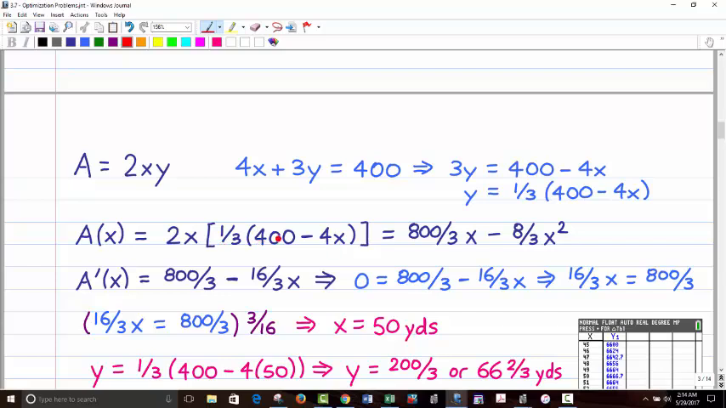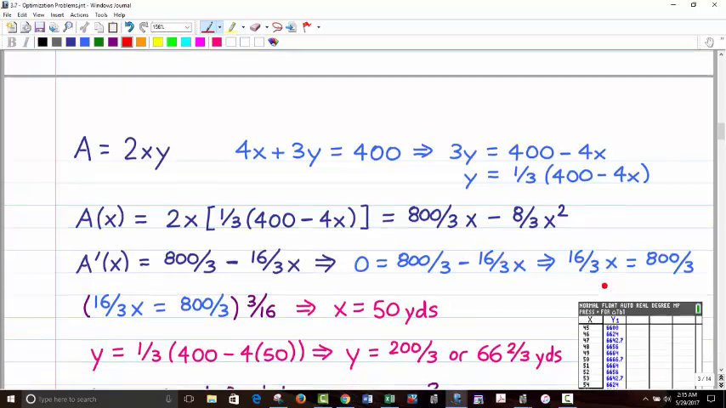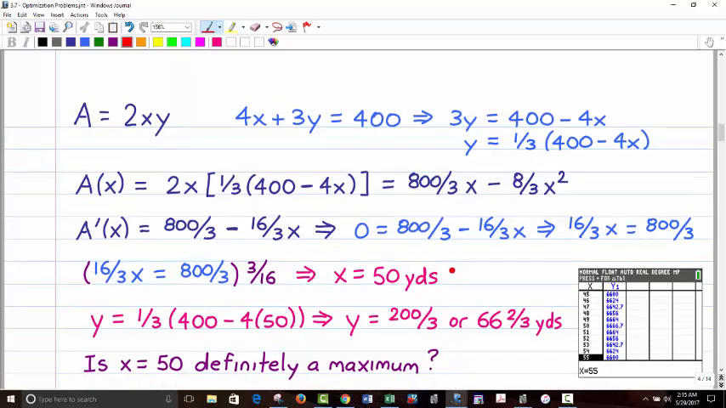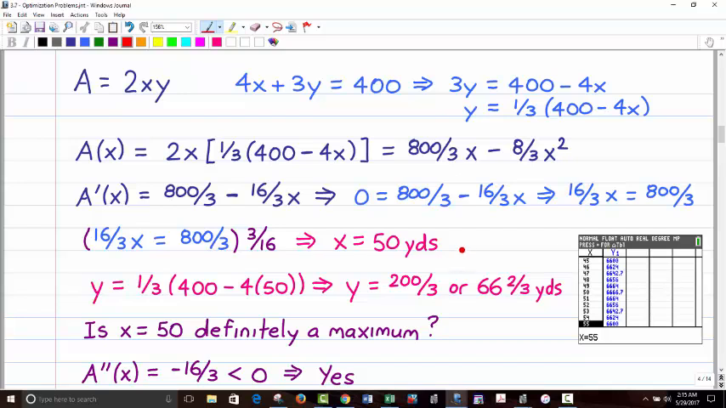So basically, it's 2X over 3 times everything in the parentheses. You get 800 over 3X minus 8/3 X squared. And it's all about the derivative. So let's take the derivative. A prime of X equals 800 over 3 minus 16 over 3 times X. Set this equal to 0. Let's see, I moved the 16 over 3X to the other side, made it positive, and just multiply both sides by 3 over 16. And that works out to be a nice, clean answer of 50.